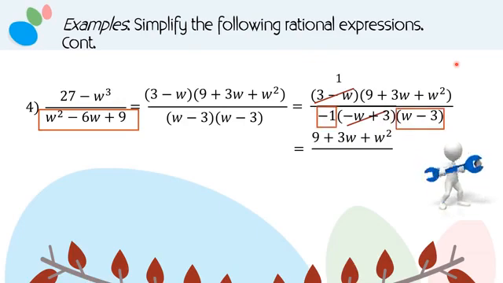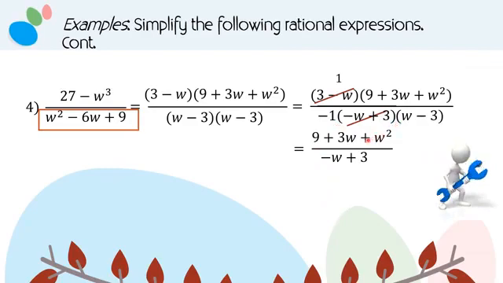And also in our denominator, negative 1 times w minus 3 is negative w plus 3. Negative w because negative 1 times w is negative w, and negative 1 times negative 3 is positive 3. Okay? So that is just the same as interchanging the denominator.